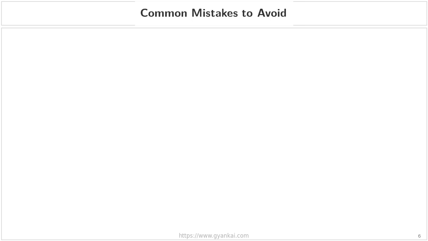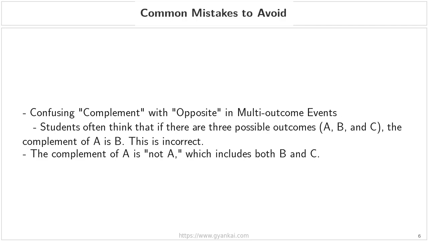Common mistakes to avoid. First, let's talk about a common conceptual error: confusing a complement with an opposite in events with multiple outcomes. I often see students think that if an experiment has 3 possible outcomes, let's call them A, B, and C, then the complement of A must be B. This is a mistake. Remember what we learned on slide 2. The complement is simply not A, so if you are looking for the complement of A, you must include every other possibility that isn't A. In this case, the complement of A would actually be the combination of both B and C.